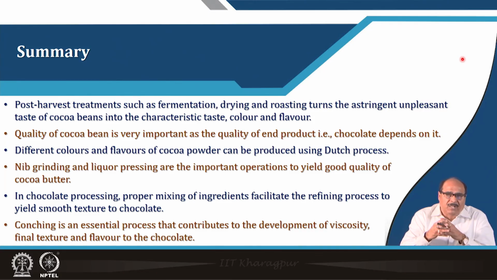And chocolate manufacturing basically consists of three major operations: mixing, refining, and finally conching and tempering. Then properly tempered chocolate is molded and packaged, given the desired shape and packaged.